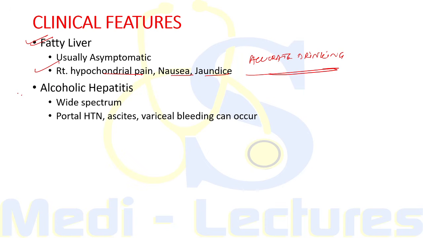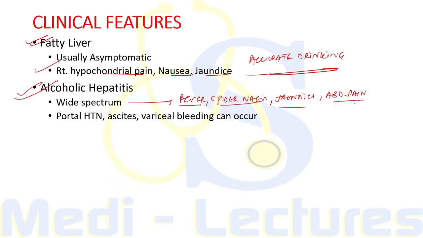Now, coming on to alcoholic hepatitis, this has a wide spectrum of symptoms ranging from being asymptomatic on one end of the spectrum to having fever, spider nevus, jaundice, and abdominal pain so severe that it simulates acute abdomen in some cases. Now, portal hypertension, ascites, and variceal bleeding can also occur in patients with alcoholic hepatitis without developing cirrhosis. Now, this is a very important point that development of portal hypertension can occur even in patients with alcoholic hepatitis.